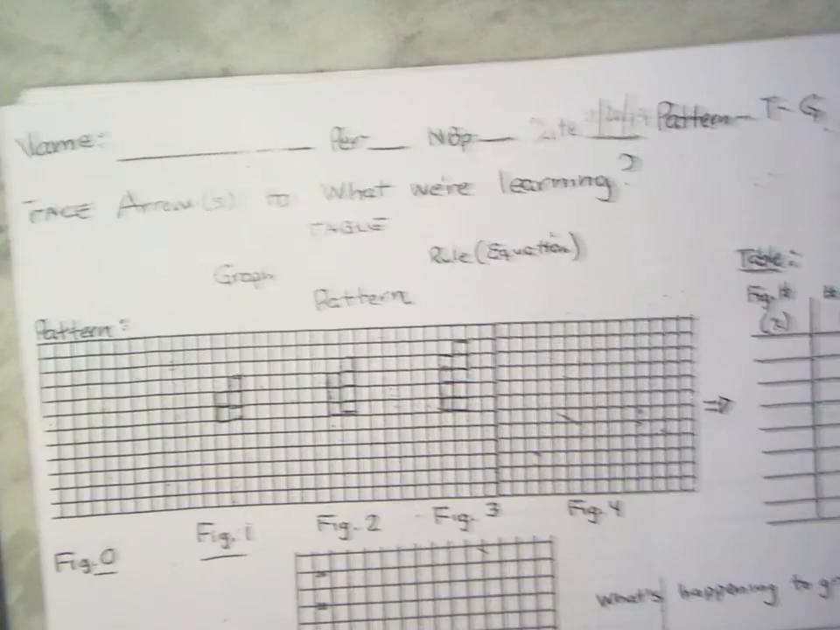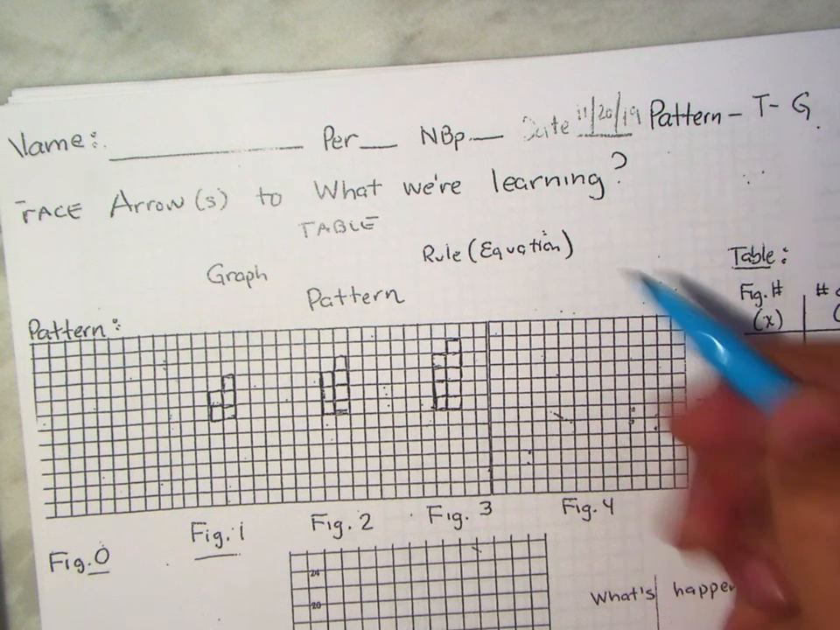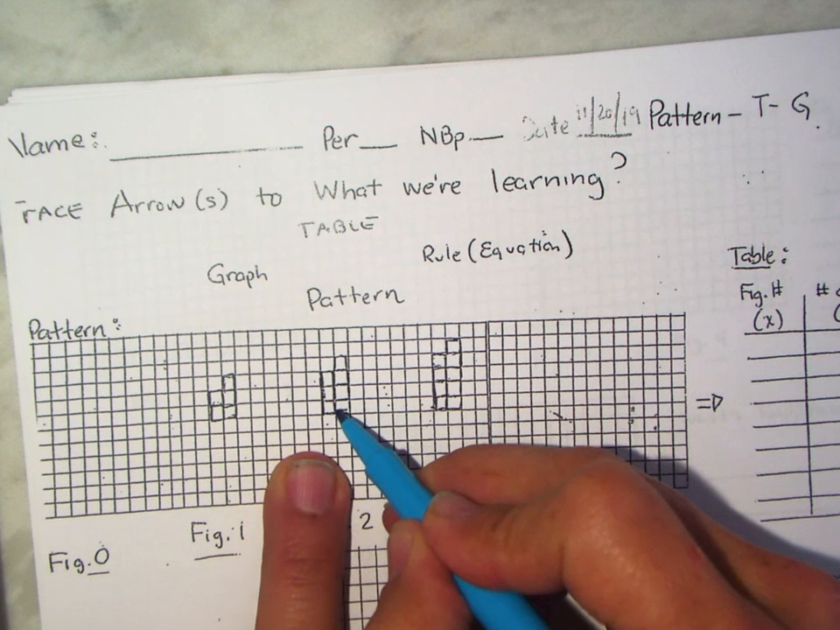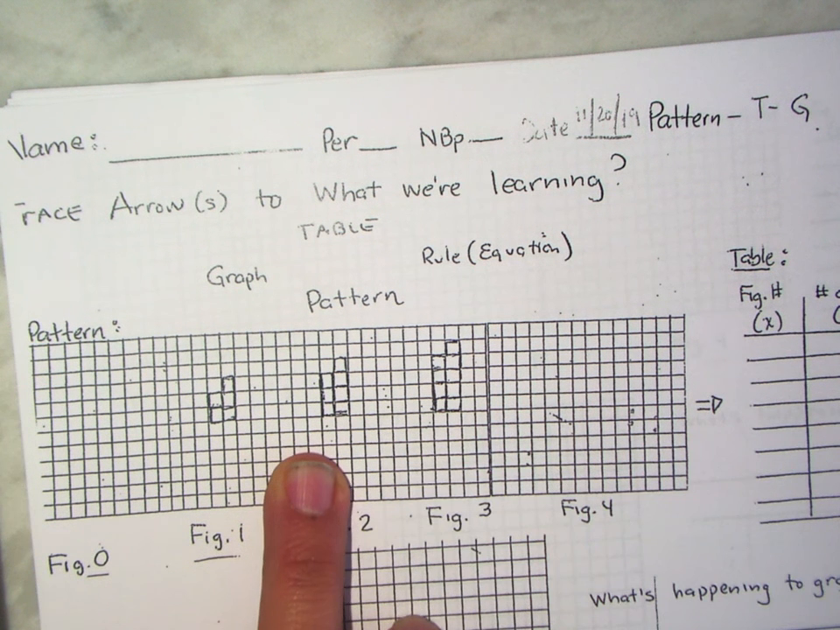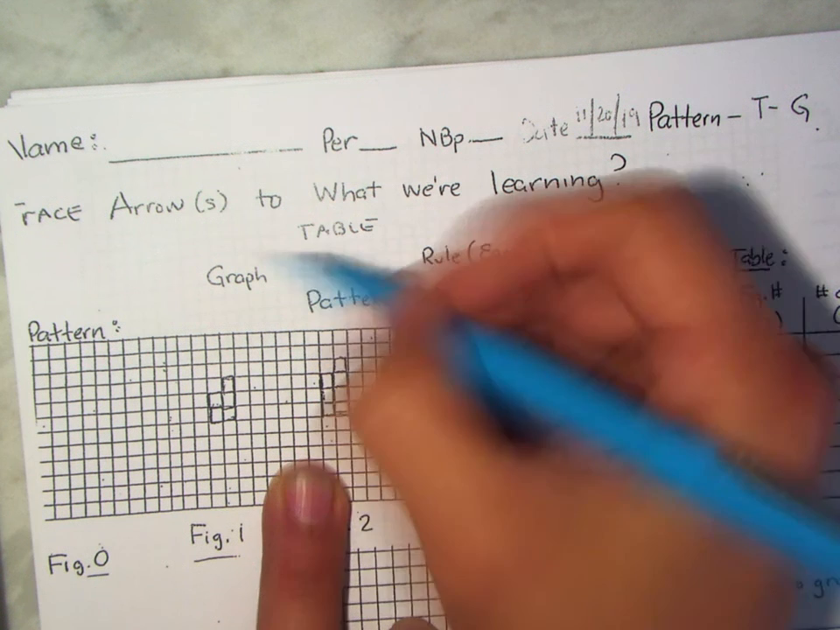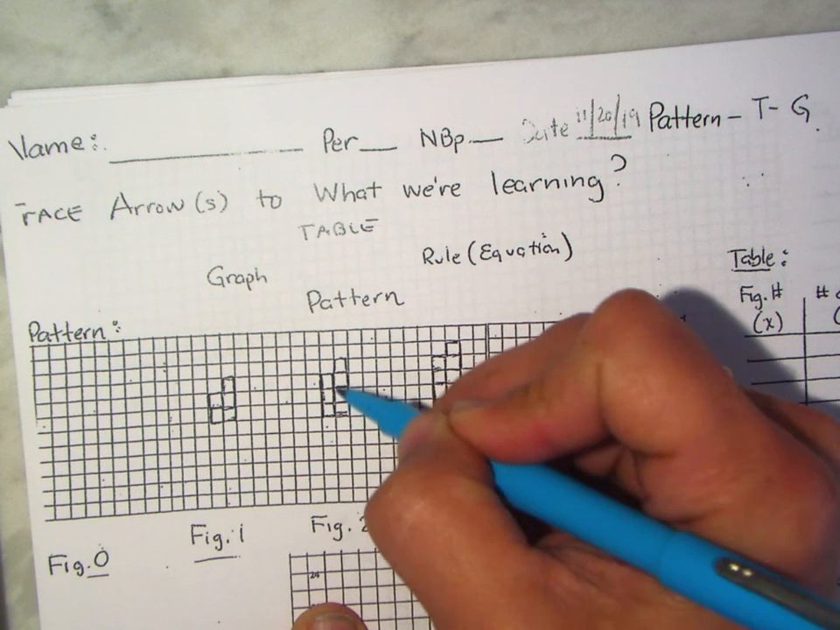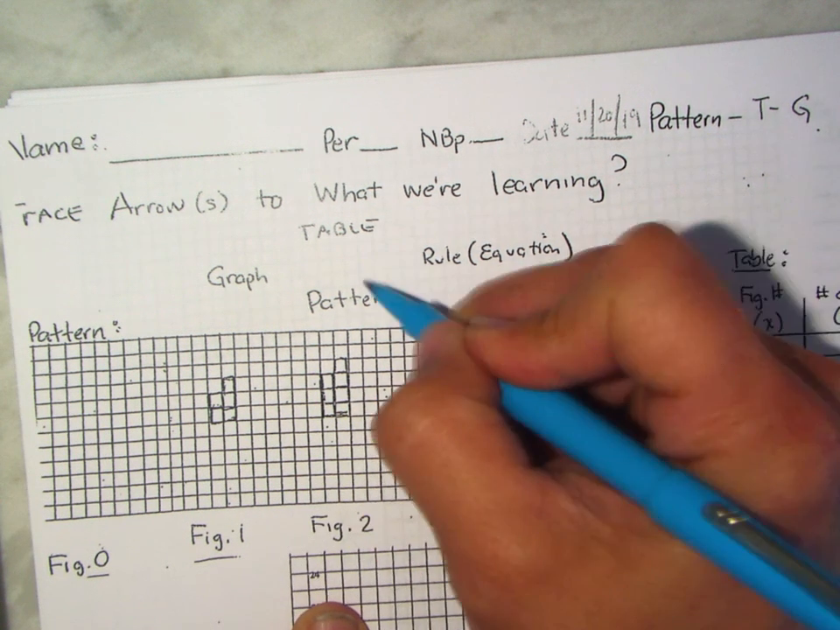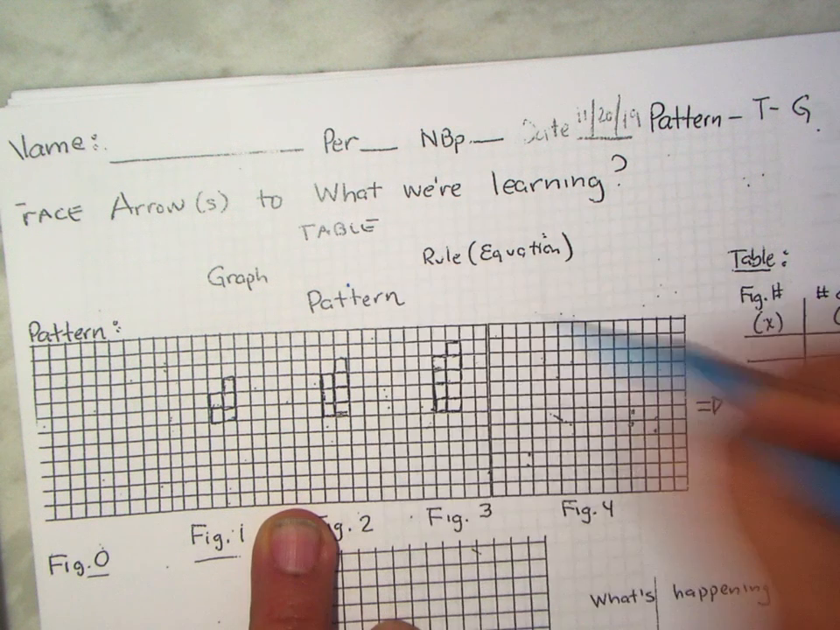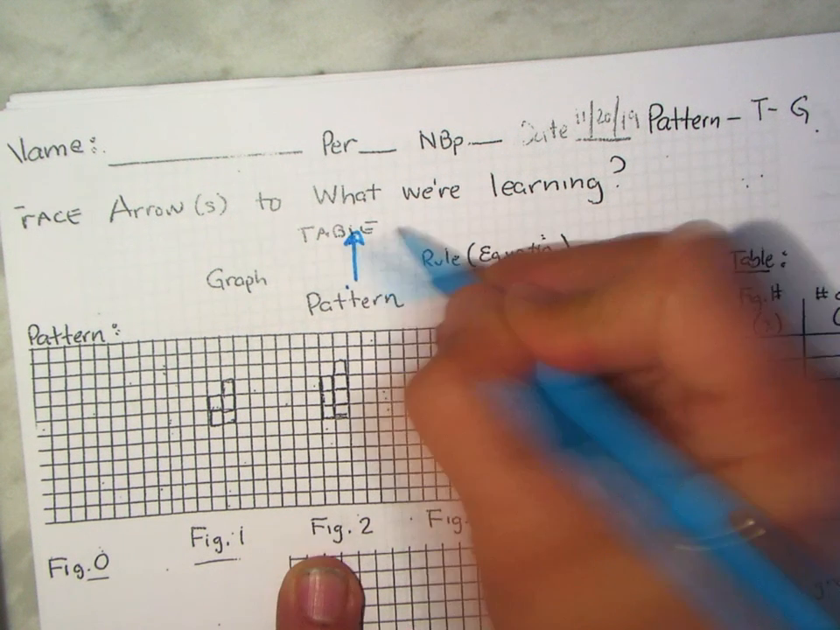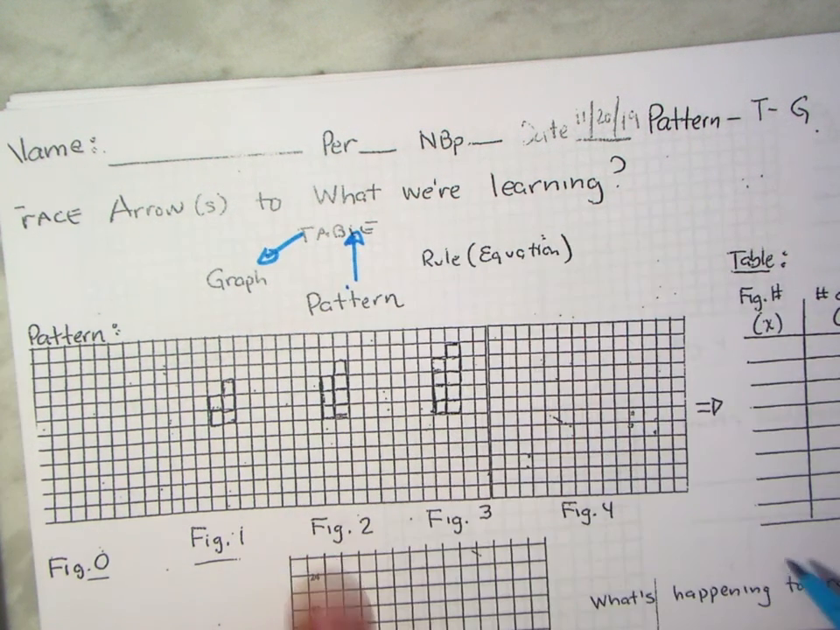Okay, so basically what we're doing here, you're going from a table, because that's what we did. Did we do that? You're going from the pattern, and then we're going to the table, and then we're going to graph it.